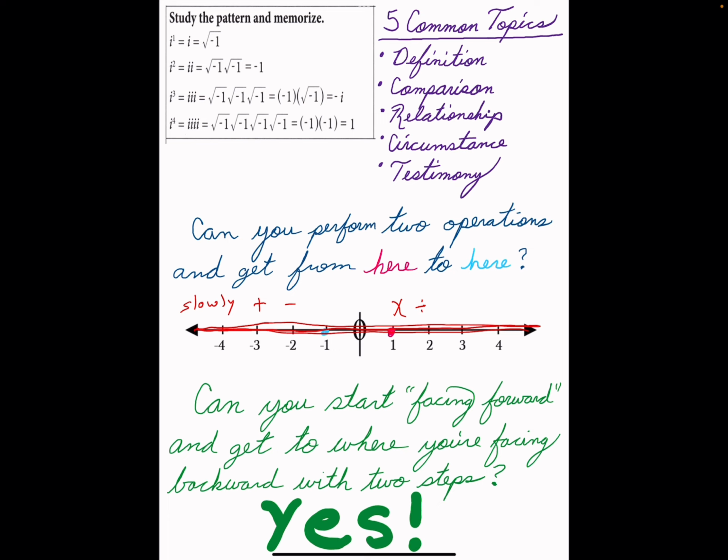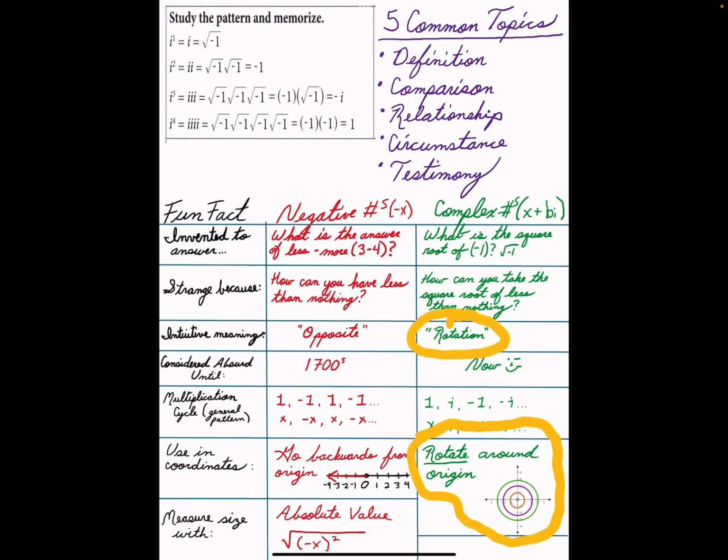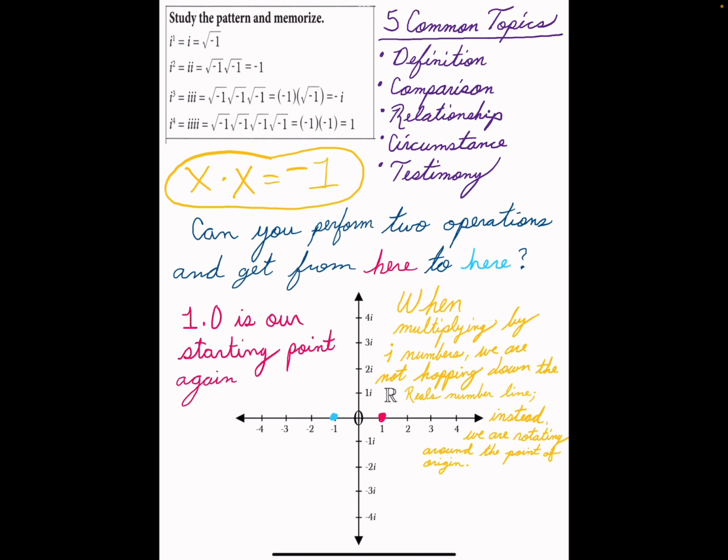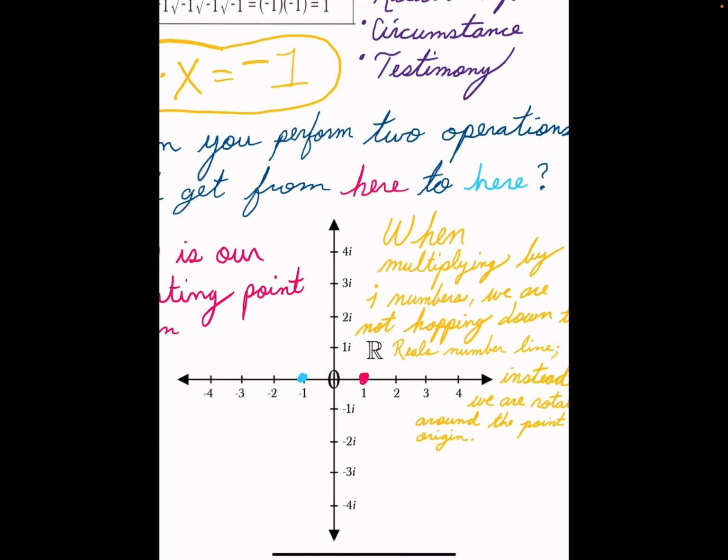Okay, and then we get faster, and then over here we can use exponents, a number to a number, and we start getting even faster. Okay, so that is the number line that we've been using. Well, in order to start facing forward and get to where we're facing backward, and to do this rotation that we're talking about, we must have a different system.